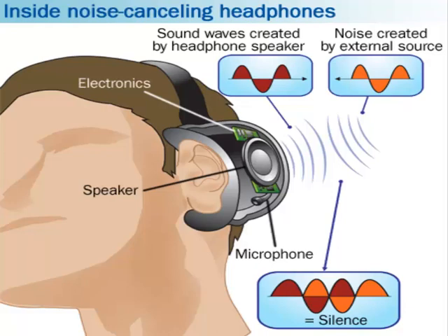Destructive interference is used in anti-noise technology. Noise-canceling earphones have a microphone and circuit that reverse the phase of the noise and destructively cancel it out.